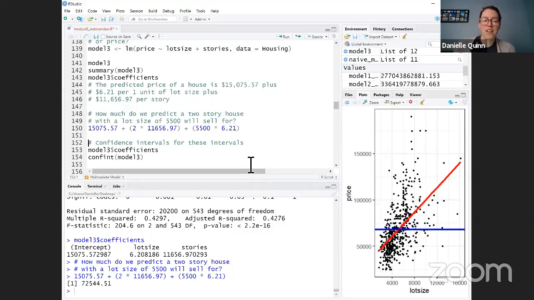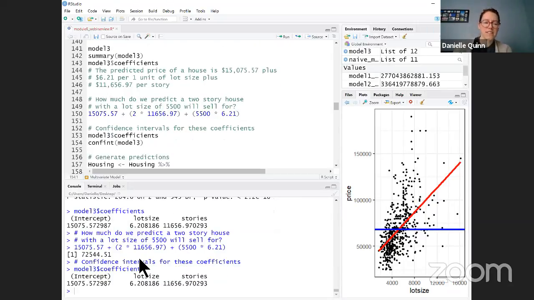Now, when you are trying to decide how much you want to sell your house for, you don't necessarily want to say, okay, well, it's definitely going to be exactly $72,500, and we're not going to take a penny less. We won't ask for any more. It's important to have a sense of the confidence intervals around these coefficients. And here I've typed confidence intervals for these intervals. It's actually confidence intervals for these coefficients.